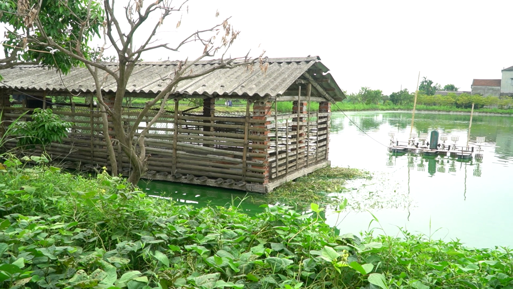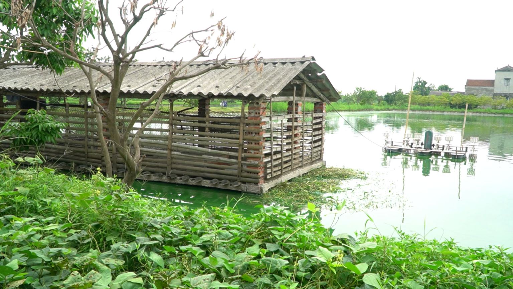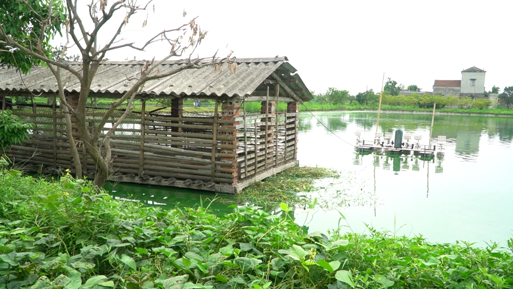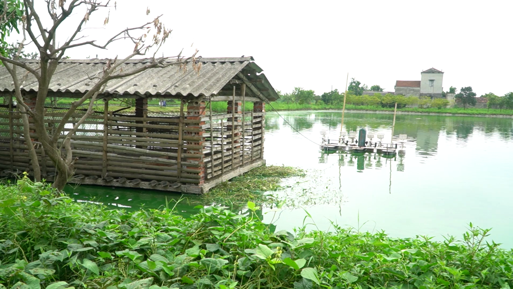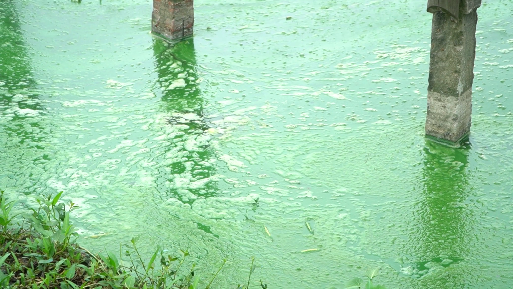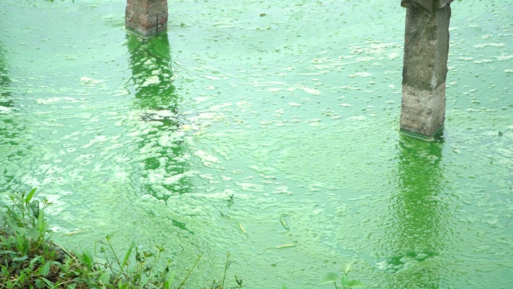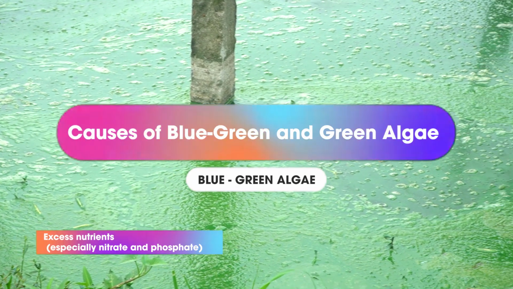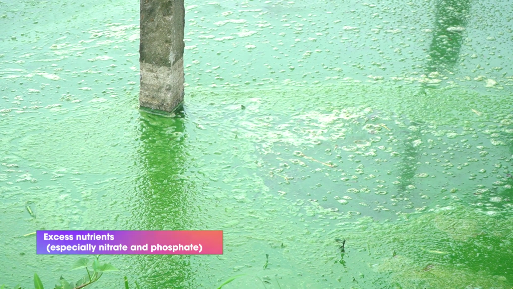Blue-green algae and green algae are two common types of algae found in fish ponds, and they can cause several problems if not properly controlled. Below are the causes, conditions, and solutions for dealing with blue-green and green algae in fish ponds. 1. Causes of blue-green and green algae. Excess nutrients, especially nitrate and phosphate.